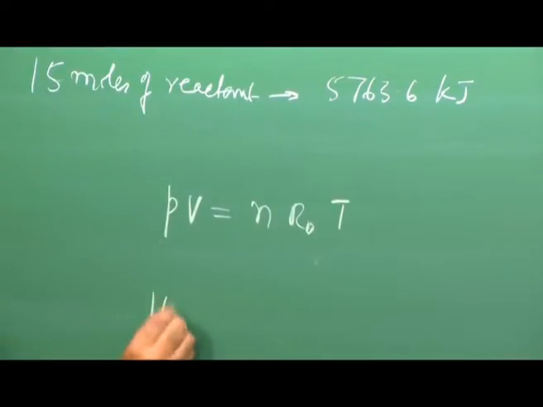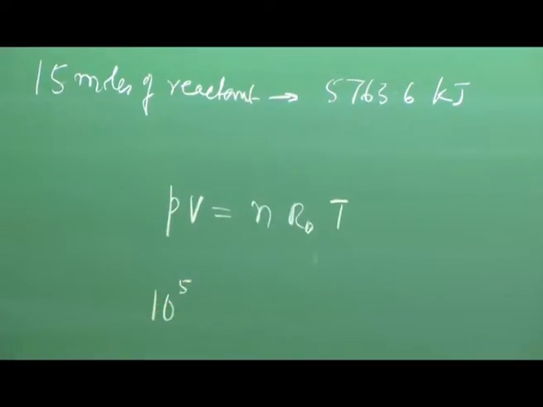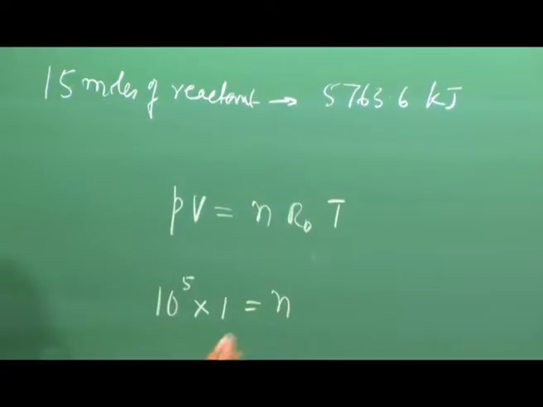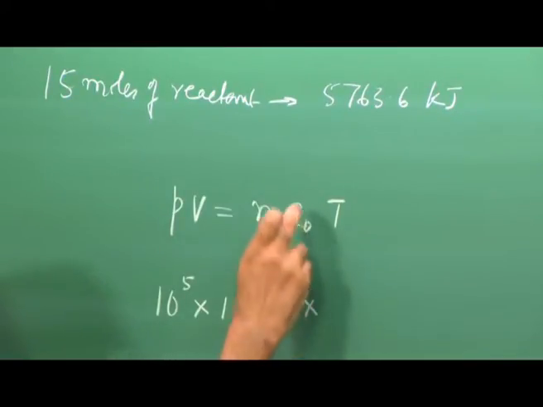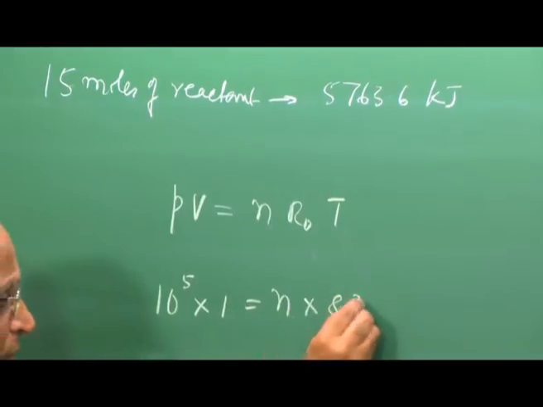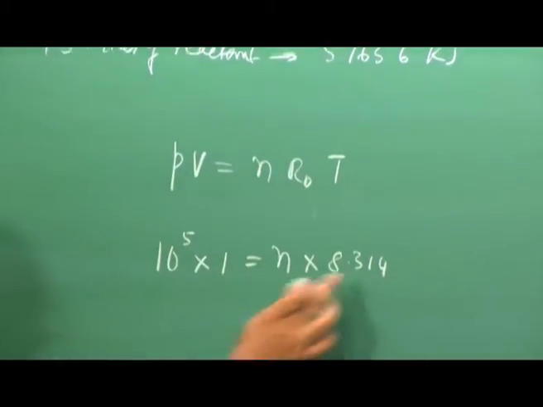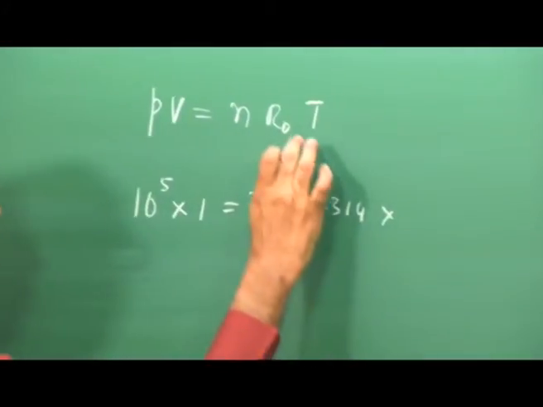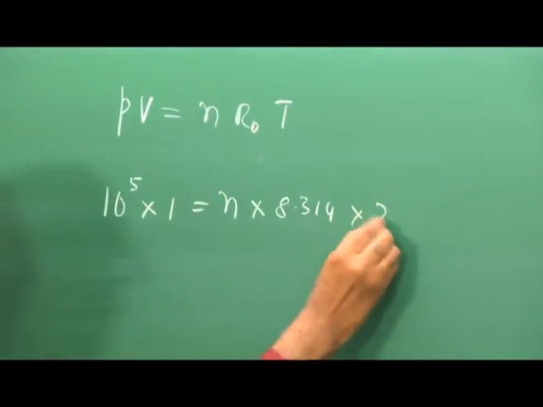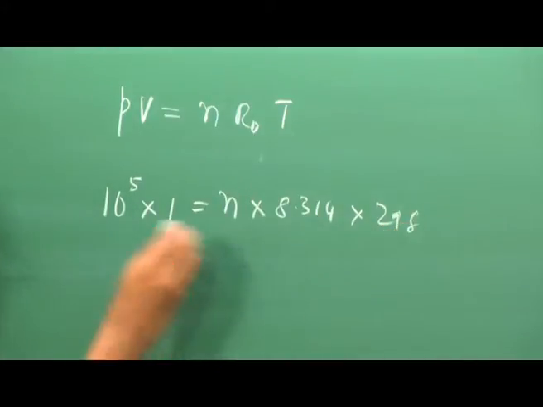The pressure is 10 to the power 5 Pascal, 1 atmosphere. I know the volume is 1 meter cube. I know the number of moles I want to calculate in 1 meter cube into R naught. The universal gas constant is 8.314 joules per mole Kelvin. T is equal to 273 plus 25, which is 298. This is one way of calculating the value of number of moles.